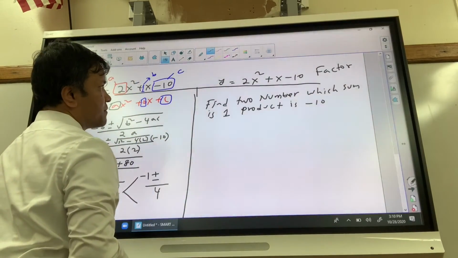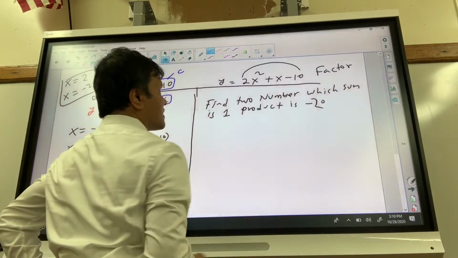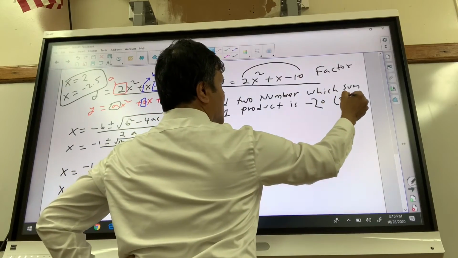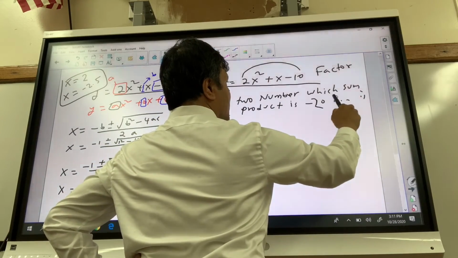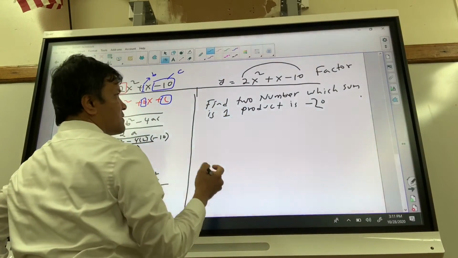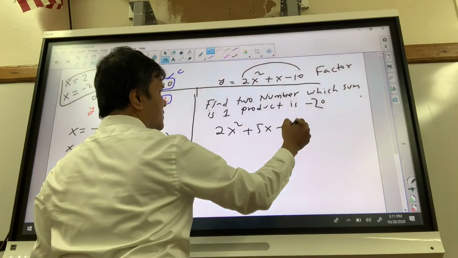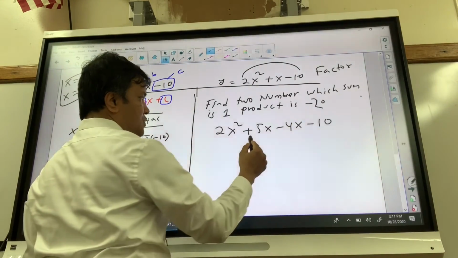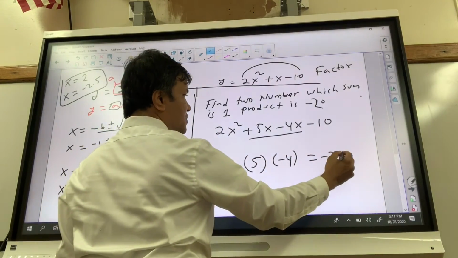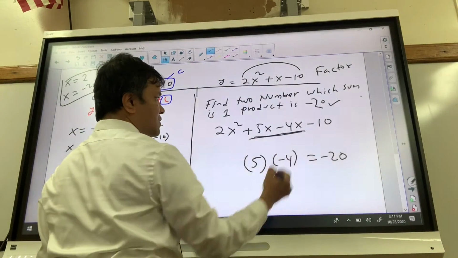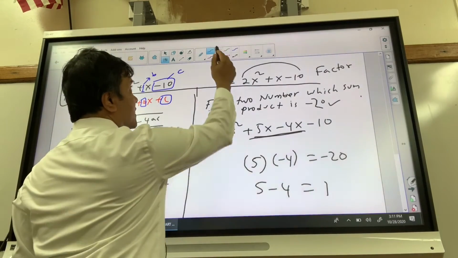Okay, so what does that mean? So the product is 2 times negative 10, which means negative 20. Which two numbers give us a product of negative 20? So 2x squared plus 5x minus 4x minus 10. Okay, so the product of these two numbers, 5 times negative 4, is negative 20. Check. The sum of these two numbers, 5 minus 4, is 1. Okay? Check.